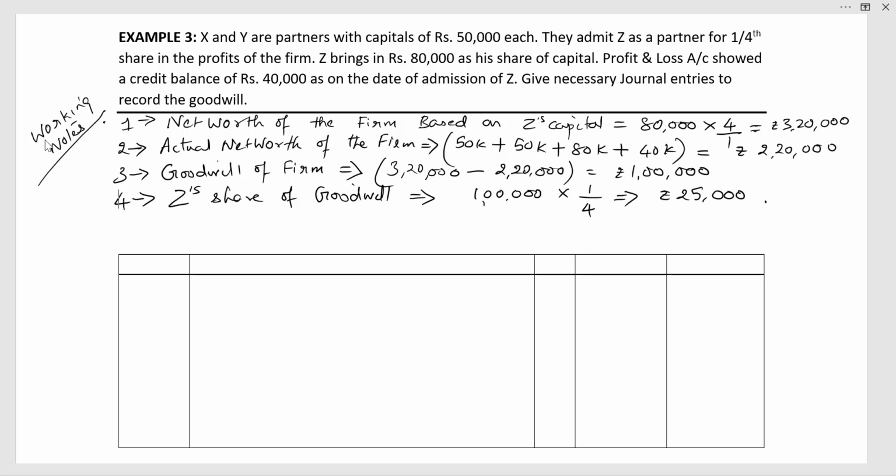Now there is no mention about the sacrificing ratio, so we'll assume that the sacrificing ratio is equal to the old profit sharing ratio between X and Y, and since there is nothing specified about the old profit sharing ratio, we'll assume that to be 1:1. So the sacrificing ratio is also 1:1 between X and Y. Let's pass the journal entries.